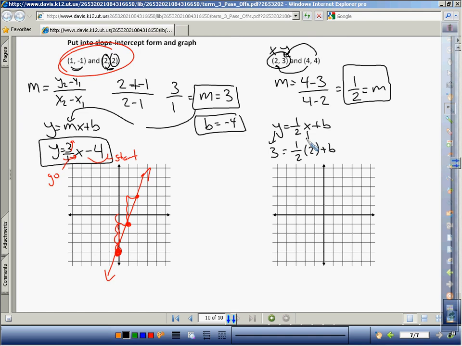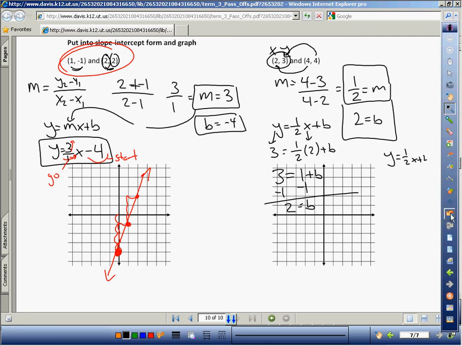x, y. So make sure we're getting the y in the y spot and the x in the x spot. Okay, so 1/2 times 2 is the same as 2 divided by 2, which is 1. So I have 3 equals 1 plus b. I subtract 1, I subtract 1 to get b by itself, so b is 2. And our last step here is to put this into the formula. So I have y equals 1/2 x plus 2. It's a positive 2, so I can put plus 2.